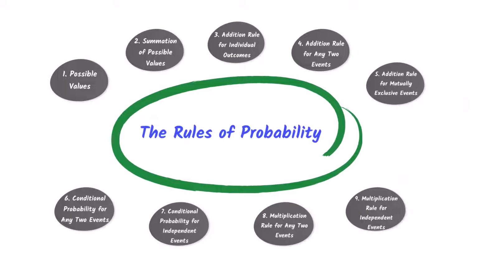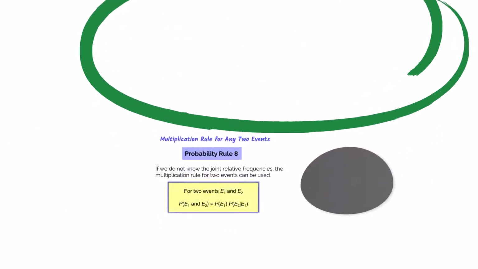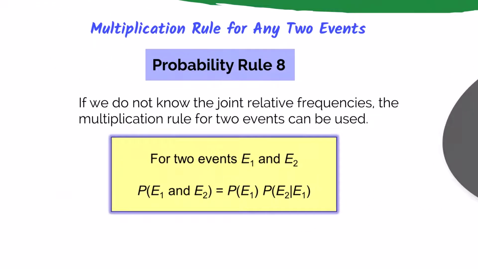So let's go ahead and review rule number 8 next. The multiplication rule for any two events can be used whenever we want to find the probability of two events, but we do not know their joint relative frequencies. So let's check out an example on this one.